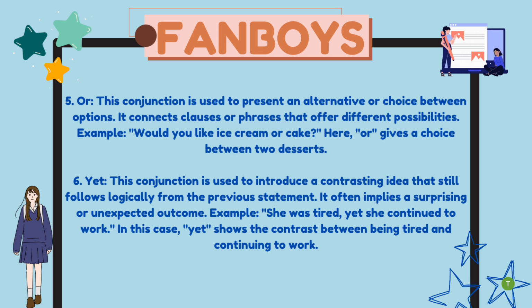Sixth one is yet. This conjunction is used to introduce a contrasting idea that still follows logically from the previous statement. It often implies a surprising or unexpected outcome. Example: she was tired, yet she continued to work. In this case, yet shows the contrast between being tired and continuing to work.